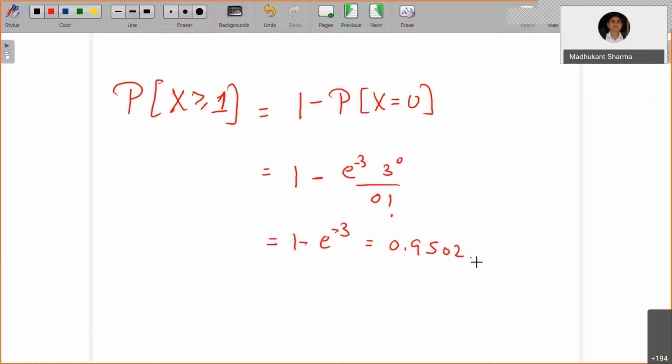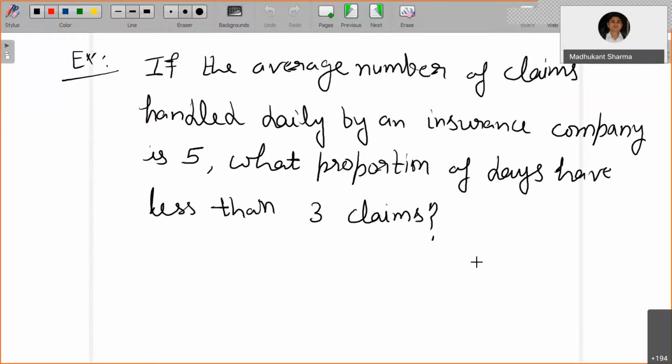Now, let's look at one more example. The average number of claims handled daily by an insurance company is 5. Again, only one piece of information is given to us. Insurance company means it could be taking care of health claims, so we can consider health claims here.